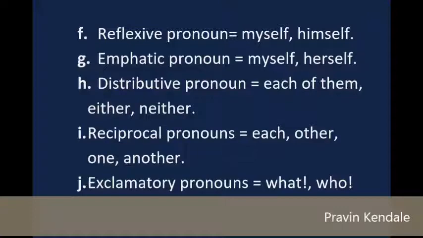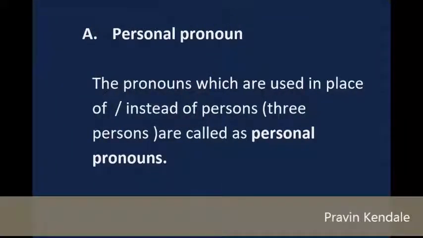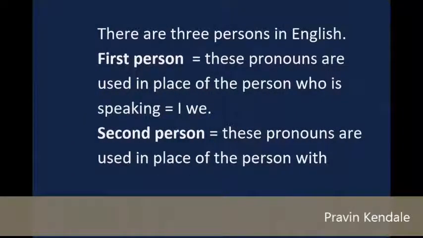A. Personal pronoun. The pronouns which are used in place of, or instead of, persons are called personal pronouns. There are 3 persons in English. First person equals these pronouns are used in place of the person who is speaking equals I, we. Second person equals these pronouns are used in place of the person with whom the first person is talking equals you.